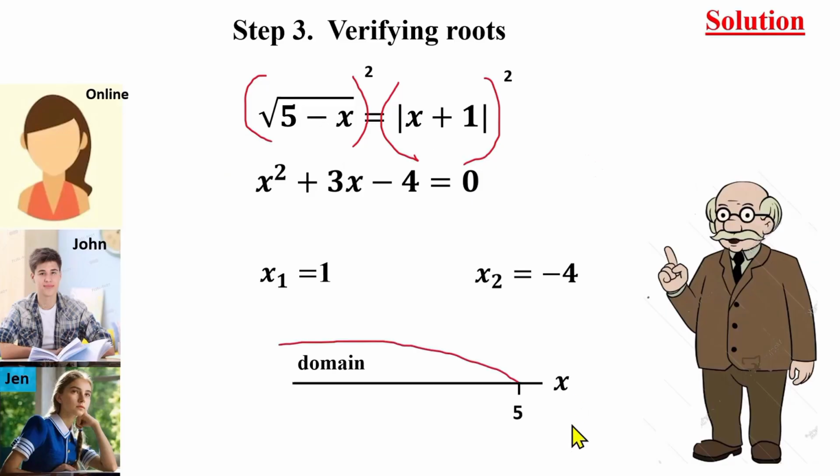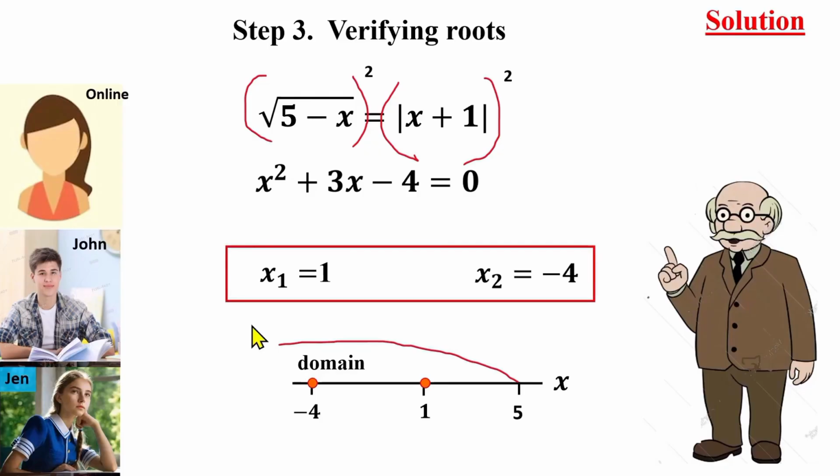Our domain is here. First root is here. Second is here. Both are in domain. It means that these two roots are correct.